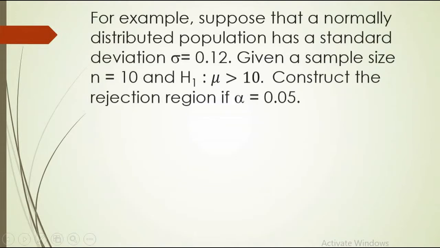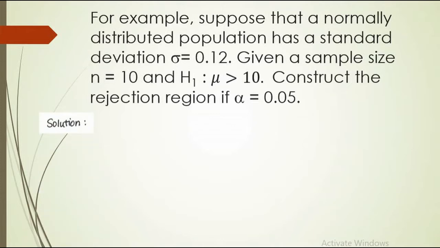For example, suppose that a normally distributed population has a standard deviation sigma equal to 0.12. Given a sample size n equal to 10 and alternative hypothesis mu is greater than 10, construct the rejection region if alpha is equal to 0.05. The alpha is the level of significance.